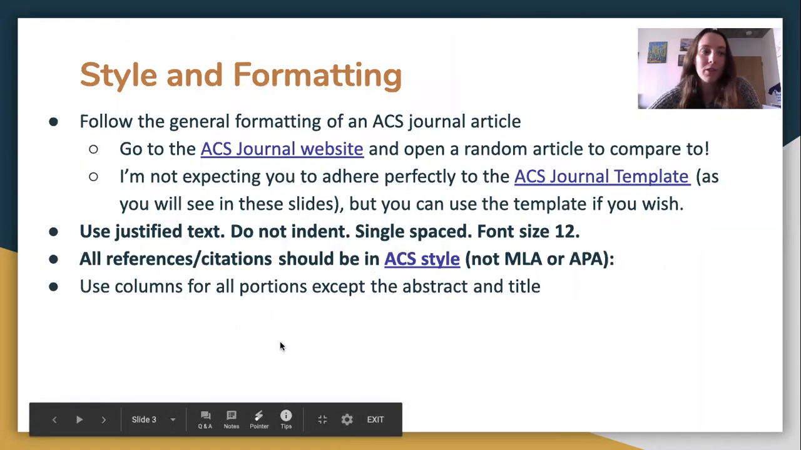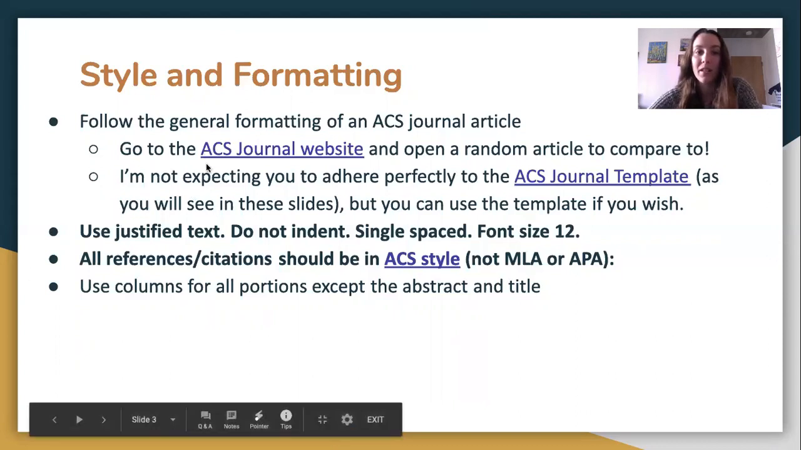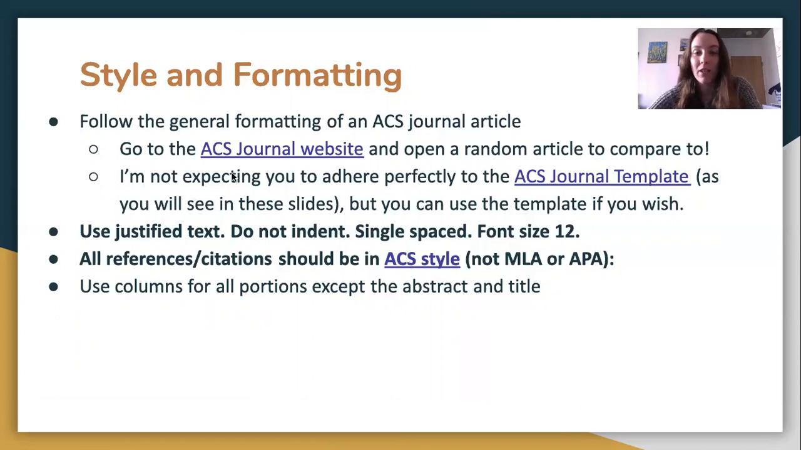Okay, so first of all, general style formatting stuff. We want your lab reports to look like you're publishing them in the American Chemical Society journal. Okay, so you might want to take a look at the ACS style guide. There's also some ACS templates available, and also just browsing the ACS journal website and taking a look at some articles and seeing what's expected in a scientific journal.